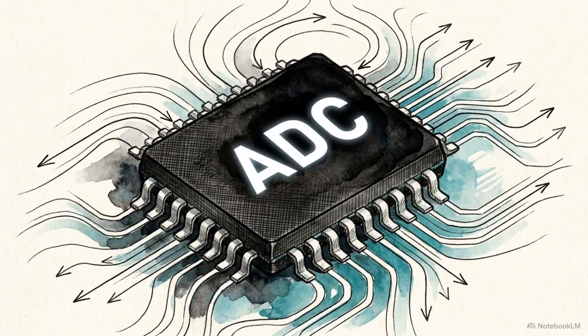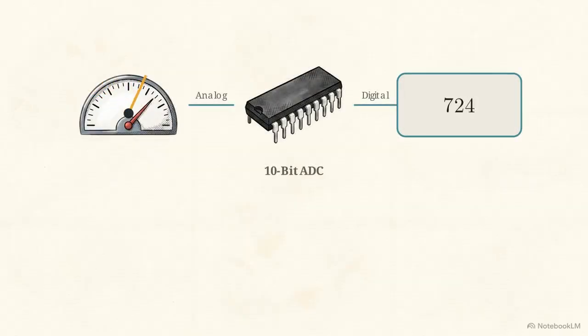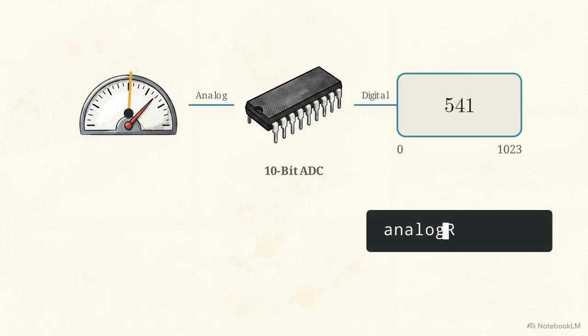Once that shifting voltage arrives at the Arduino, it hits a second translator, a built-in feature called the analog-to-digital converter. The converter takes that sliding voltage and turns it into math, assigning it a precise number between 0 and 1023. We check this number using a single line of code, analog read. This asks the hardware what number it is currently seeing.